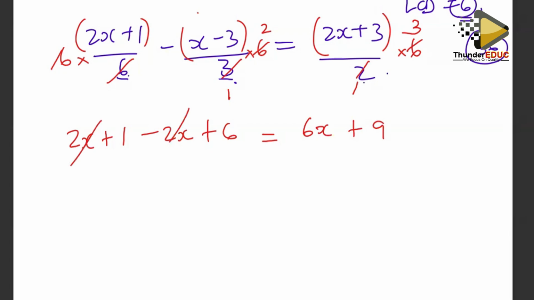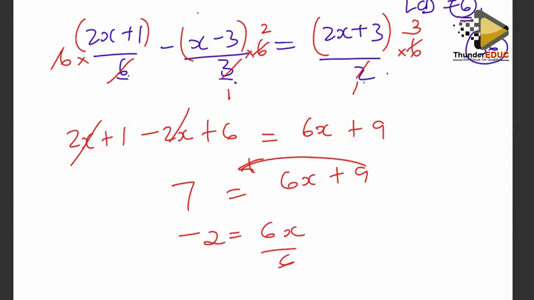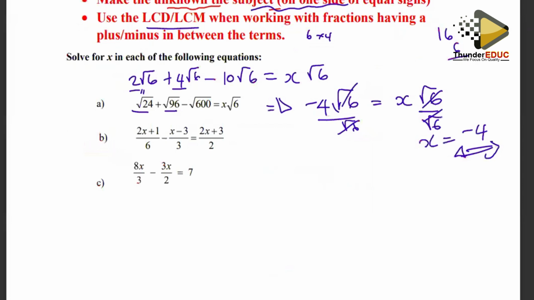1 plus 6 is a 7, is equal to 6x plus 9. Let's move the 9 to that side. That's going to give us a minus 2 is equal to 6x. So over 6, over 6. Which means x becomes just negative 1 over 3. There is no problem in getting your answer as a fraction, okay?